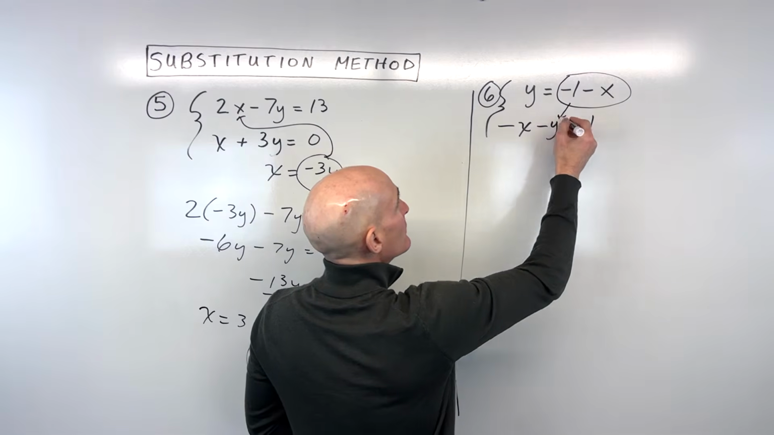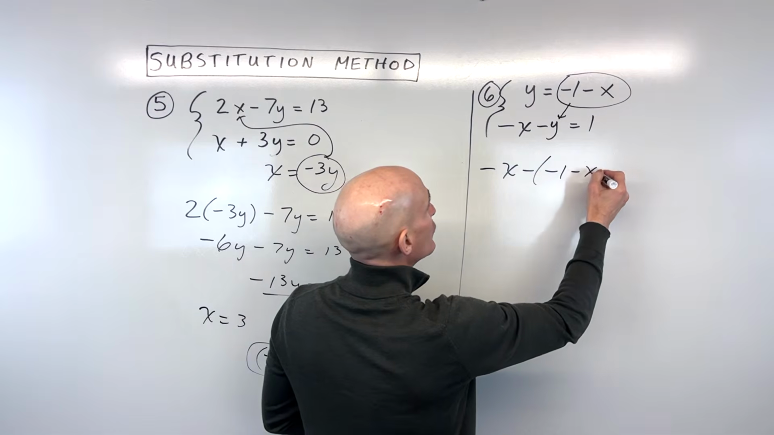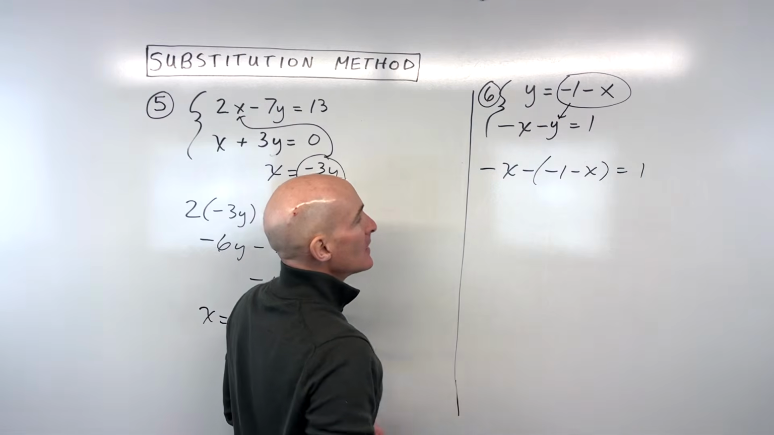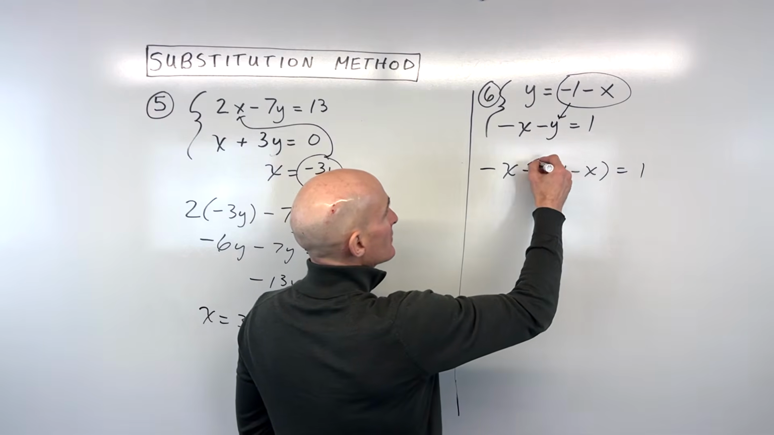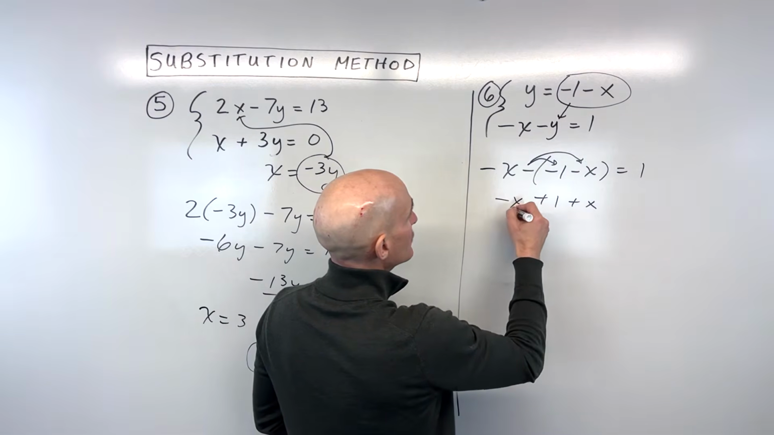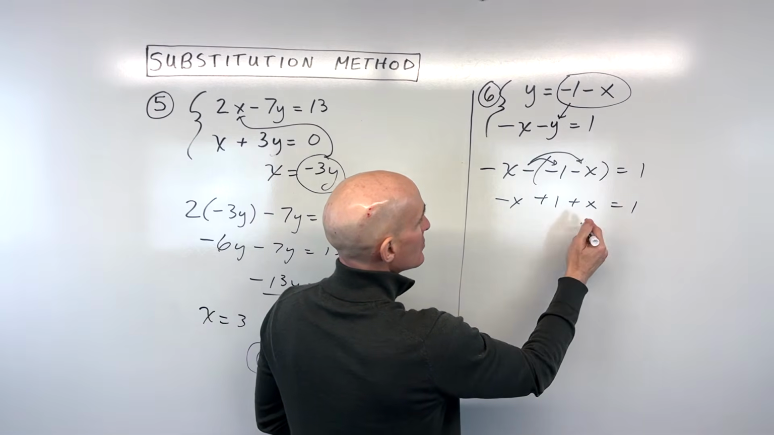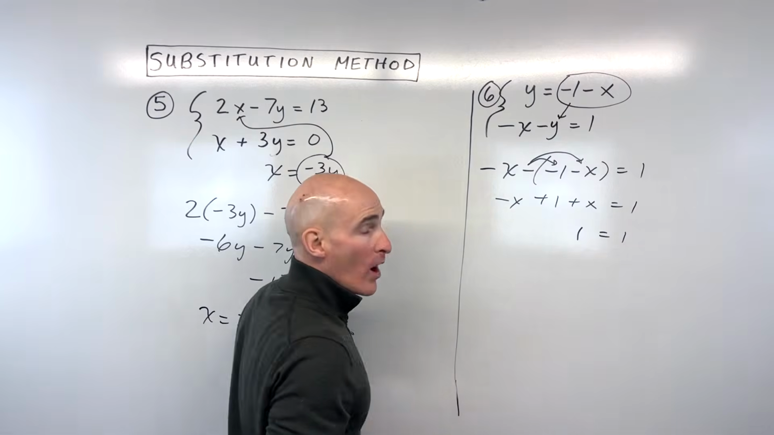So I can put that in place of y in the second equation. Again, remember to put it in parentheses so you treat it like a group. And then let's distribute this negative into the parentheses. That's going to give us positive 1, positive x, bring down this negative x plus positive x. Those cancel, that's 0. And look what we're getting. We're getting 1 equals 1.